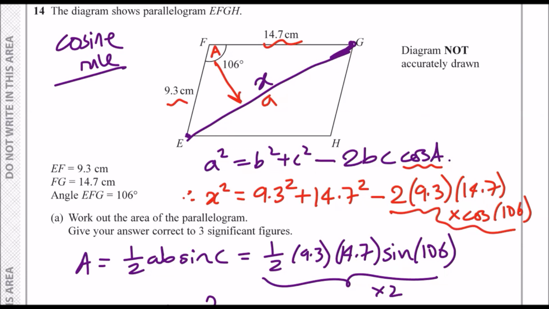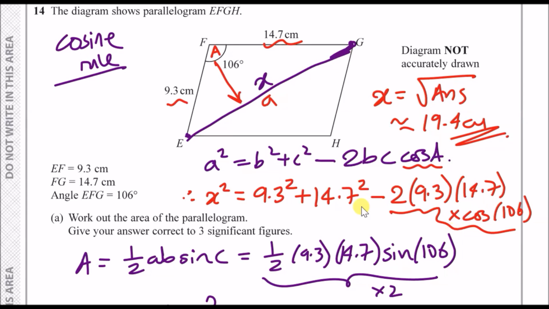And then when you put all of this in, remember, you're going to get a result for x squared. So then you'll need to square root the answer. So x equals the square root of whatever that answer was. And you should get a length of about 19.4 centimeters. Yeah, and that's it. 14 is done.